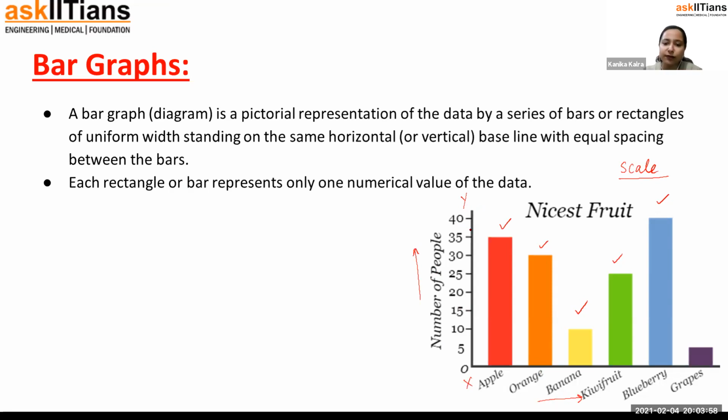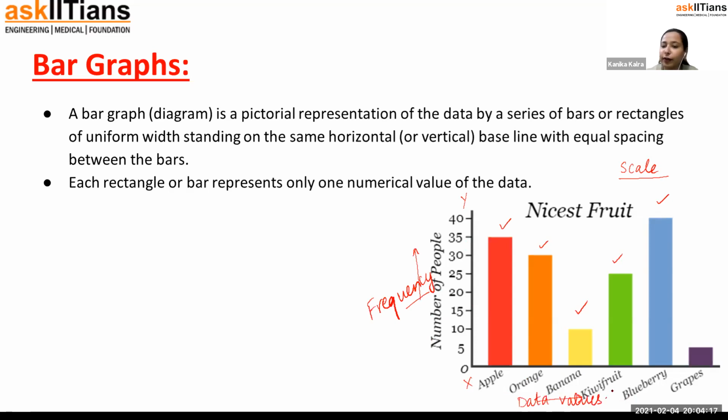So in this graph, they have chosen the y value as number of people. So they have taken the frequency here. And if we talk about the x-axis, they have represented the data values here.